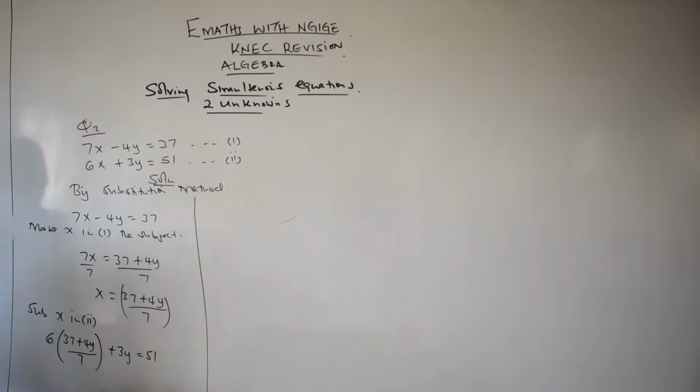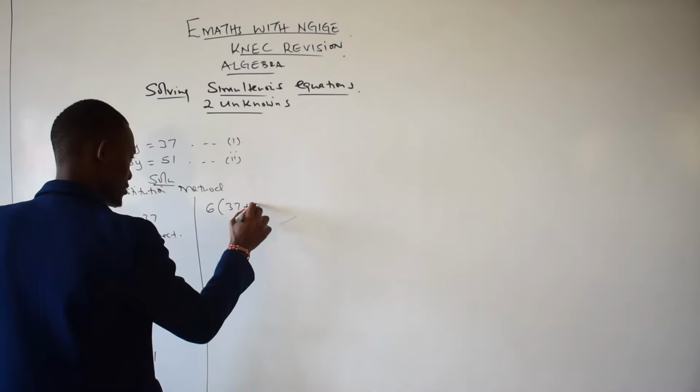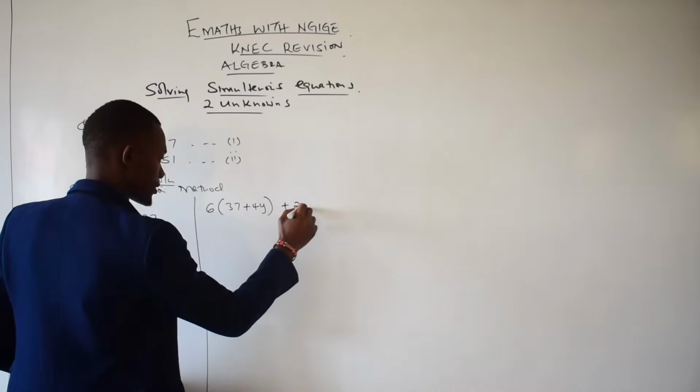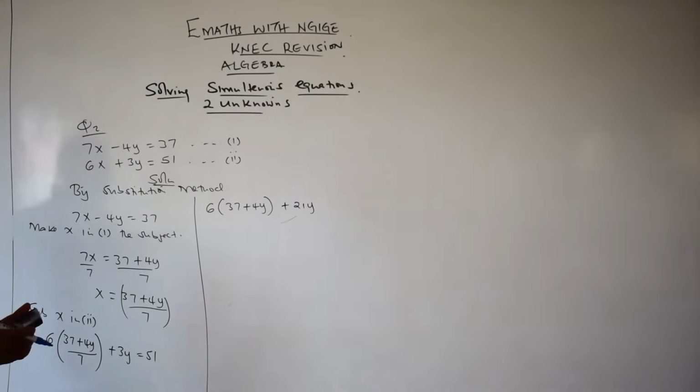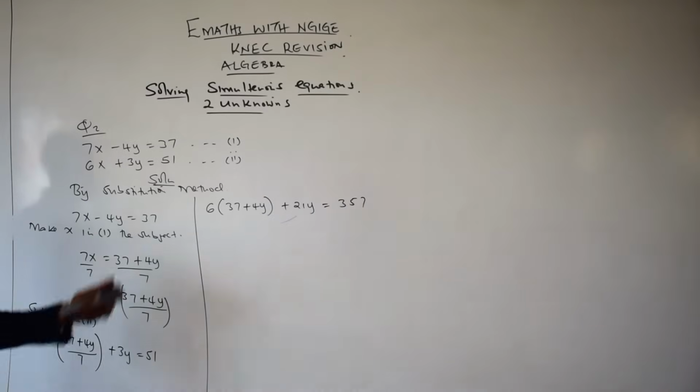Now I want to eliminate the denominator here. We can eliminate this 7 by multiplying every term in this equation by 7. So we multiply this term by 7, this term by 7, and this term by 7. If you multiply this term by 7, you just remain with 6 into bracket 37 plus 4y. Then multiplying 3y by 7, you have plus 21y. Then 51 times 7 gives you 357. Now you can open up the brackets.